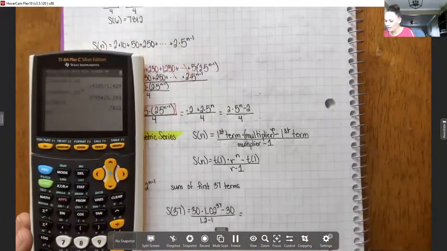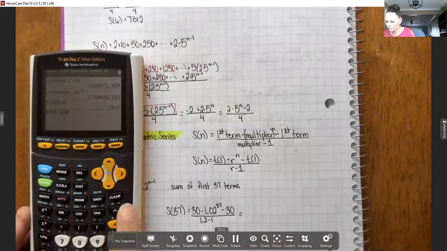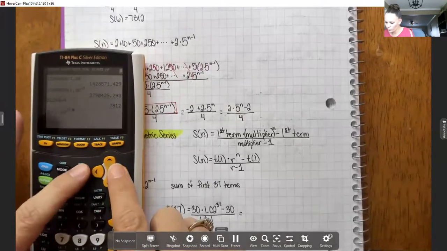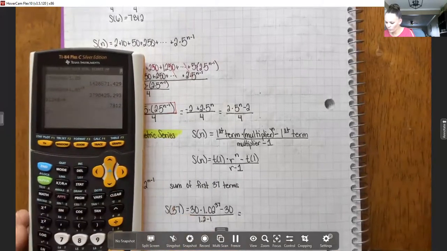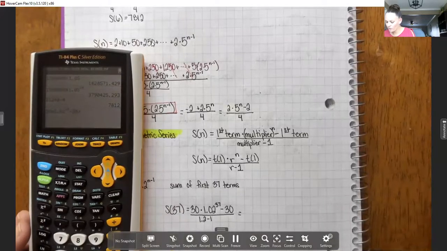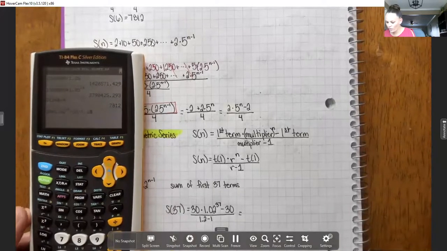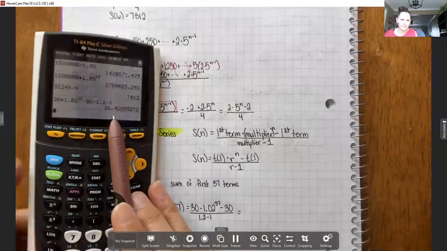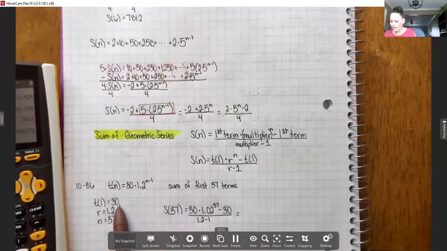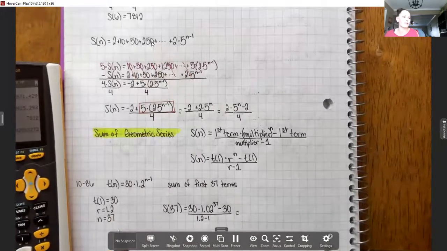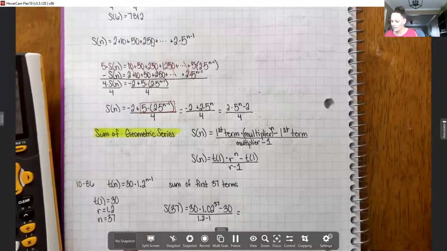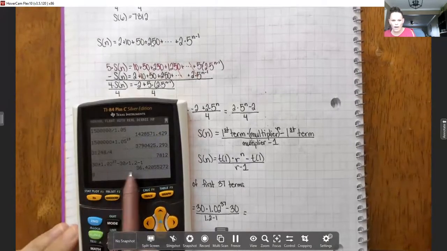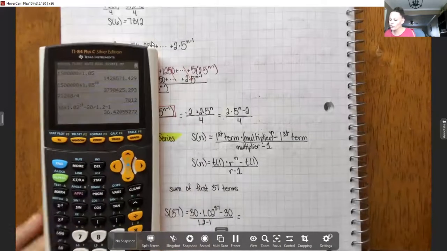Because if you just plug it in like this, I want to show you what not to do. Oops. And then if you just do divided by 1.2 minus 1, you're going to get the wrong answer. You're going to get like 36. Well, we know if we're adding 30 as our first term and we're adding 37 terms, it's going to be a much larger number than 36. So you would have to use parentheses around the whole numerator on the calculator and the whole denominator. Or you can just do them separately.